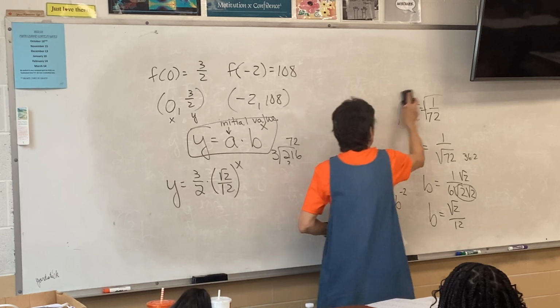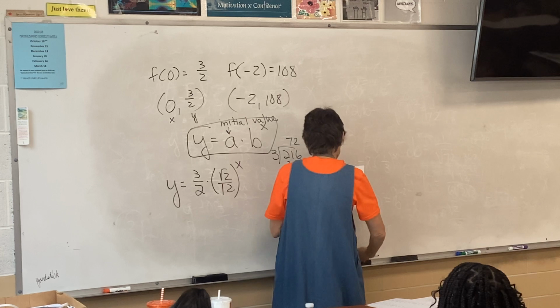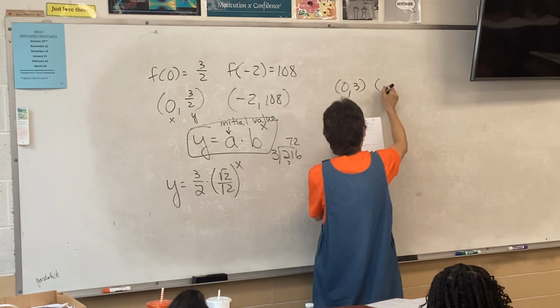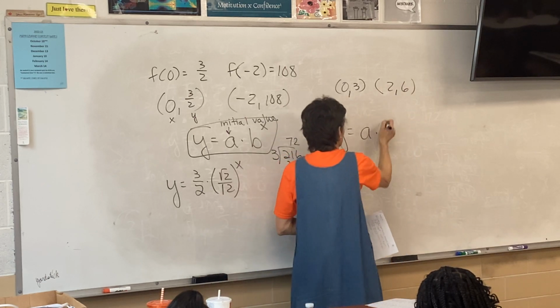All right, let's try the next one. Let's see what happens here. We're gonna do the same thing. Our 2 points are 0, 3, and 2, 6. And our goal is this.